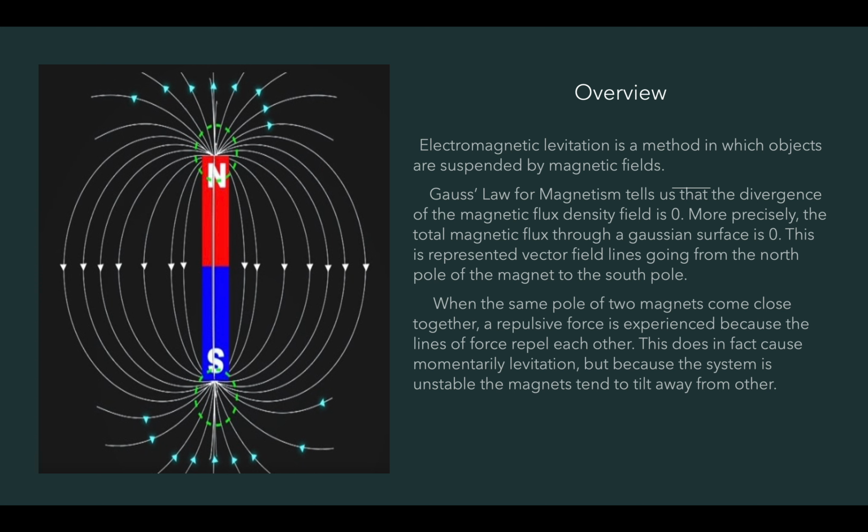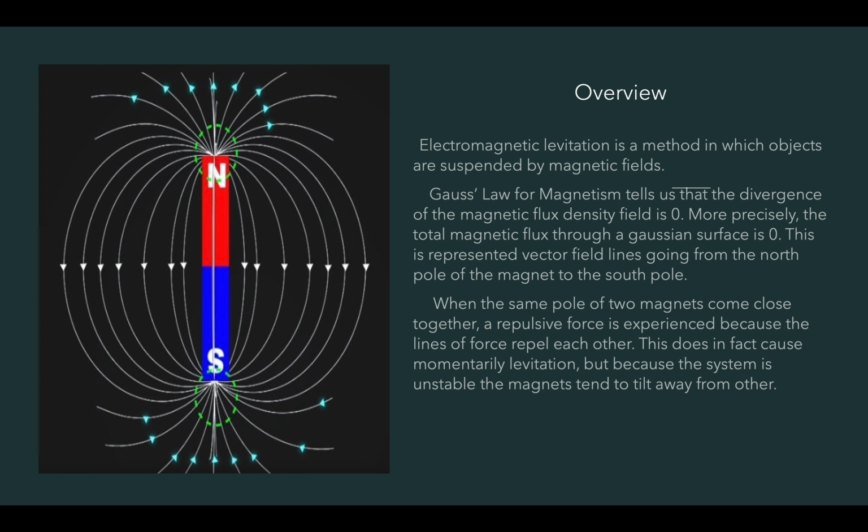So a quick overview would be electromagnetic levitation is a method in which objects are suspended by magnetic fields. Gauss's law for magnetism tells us that the divergence of the magnetic flux density field is zero. More precisely, the total magnetic flux through a Gaussian surface is zero. This is represented by vector field lines going from the north pole of the magnet to the south pole, so that when they come into contact, they generate a force opposing each other, if they are north to north pole or south to south pole.